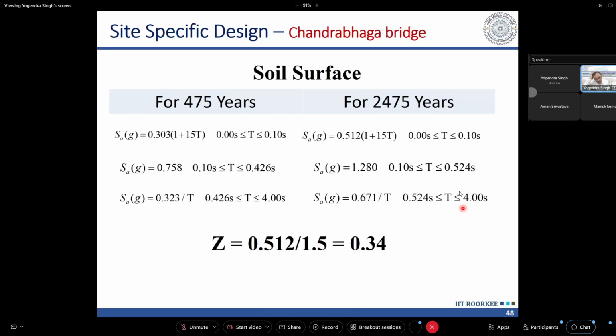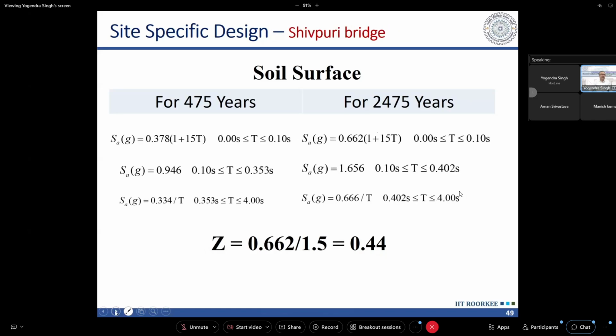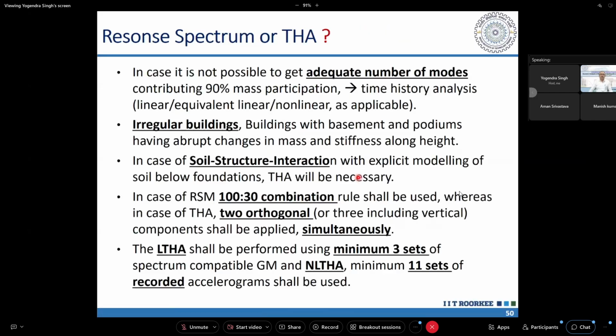So the ratio of DBE to MCE will vary not only from place to place. This will also depend upon the soil or the site class. In case of rock, the ratio is going to be more. In case of soil, the ratio is going to be less because the DBE ground motion will be amplified more than the MCE ground motion. So like that, we can plot the UHS.